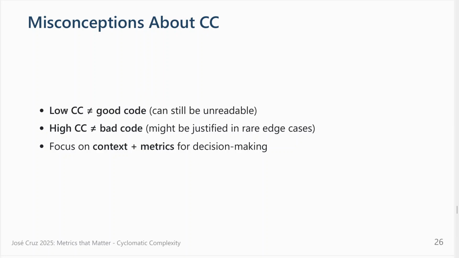Misconceptions about CC. Low CC doesn't mean good code. You can still write really creative code. And if you want to know more about this, I don't know if you can find it on the internet, but when I started to develop, there was a kind of contest in the world called obscure C, which is the smallest code possible. How much can you implement in something? And it's about this. So low CC doesn't mean good code. It was really complex code, but it could do a lot.